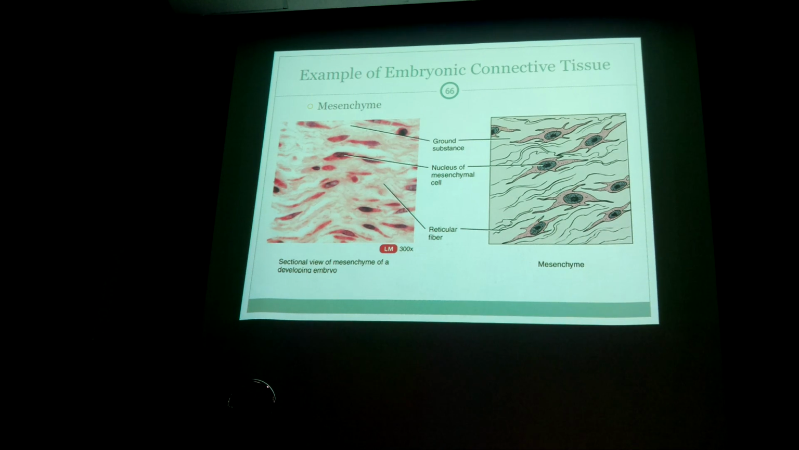Okay, and this would be an example of embryonic mucus connective tissue. We would have this mesenchyme, and this ground substance, and the nucleus, and then these reticular fibers, which is what you're going to find in mesenchyme. And this is an embryonic tissue. Does everyone know the difference between an embryo and a fetus? Okay. So this is embryonic, very, very early development.